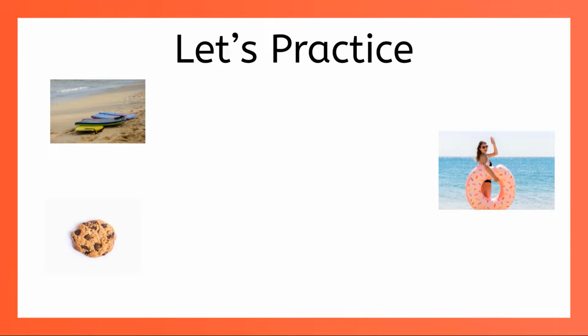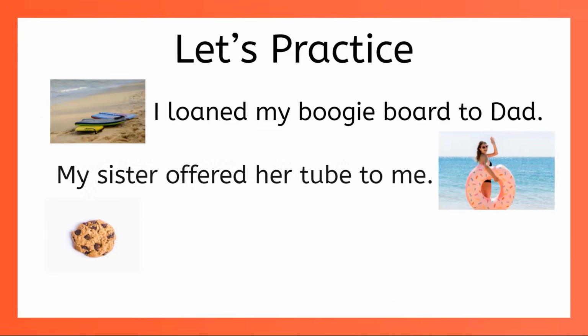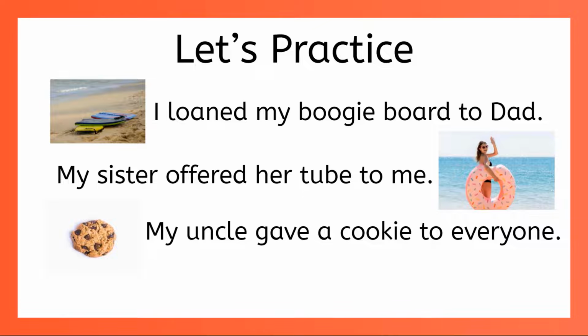There is one thing I should point out about objects. If I reword my sentences to say, I loaned my boogie board to Dad, my sister offered her tube to me, and my uncle gave a cookie to everyone, I no longer have indirect objects. That's because now I've created prepositional phrases. So now those nouns and pronouns are objects of the preposition. See the difference?